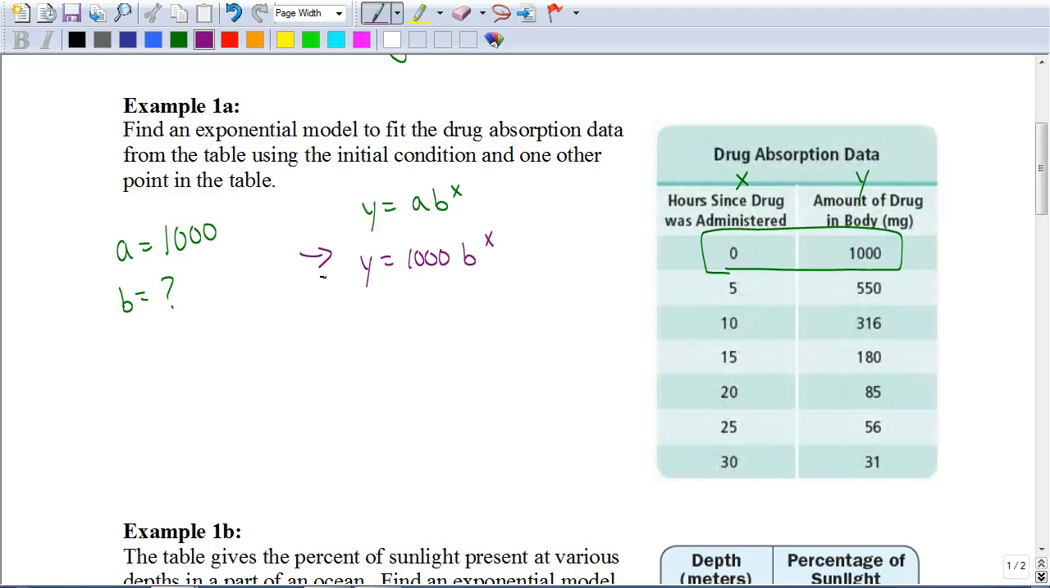So here's what I mean. Let's say we use the point 5 and 550. Again, we could have used any pair of these numbers, but let's just say I use 5 and 550. So that means when x is 5, so 5 hours after the drug was administered, there's going to be 550 milligrams left in the body. So I'm going to put 550 in for y and 5 in for x, and I'm going to solve this equation. My first step would be to divide both sides by 1,000.